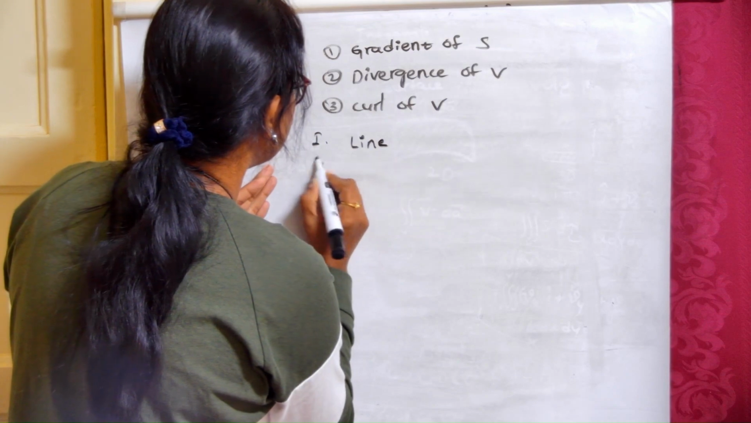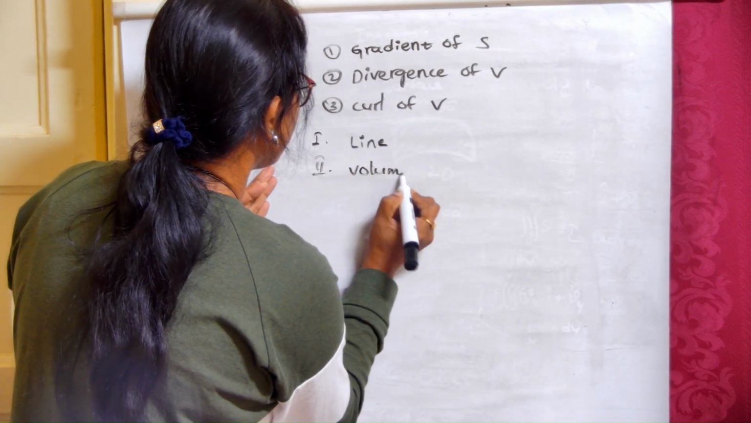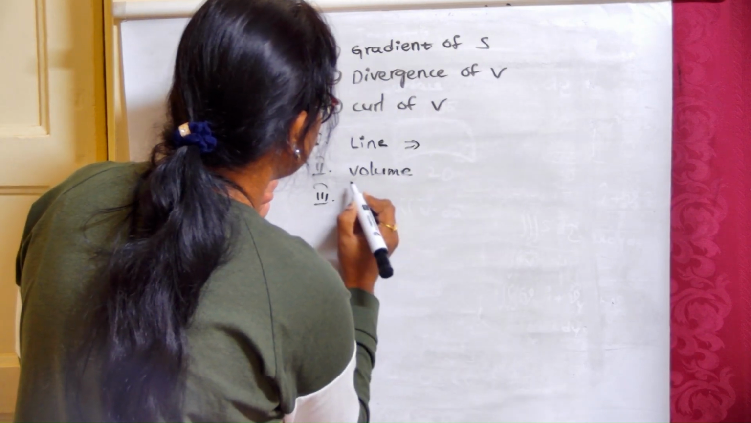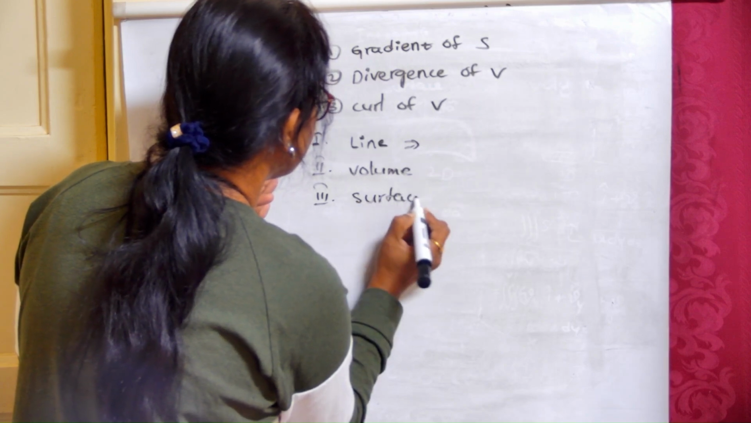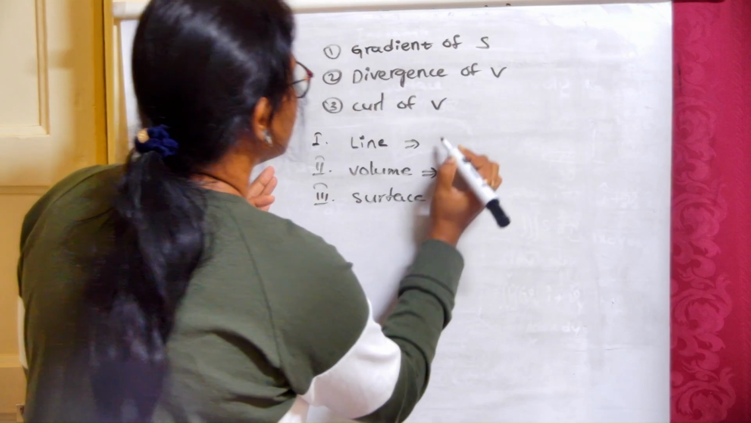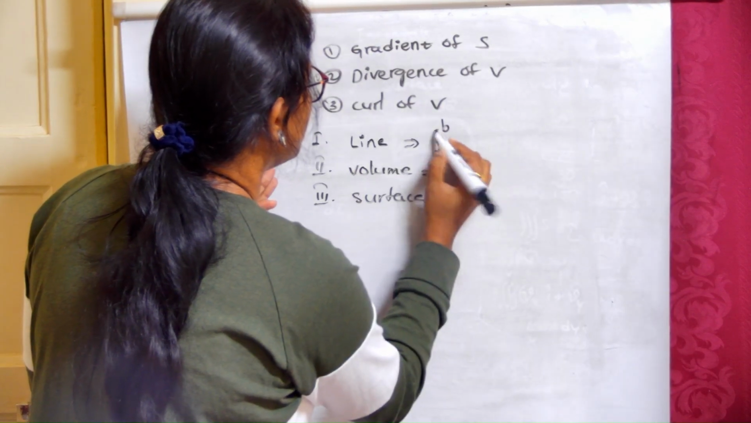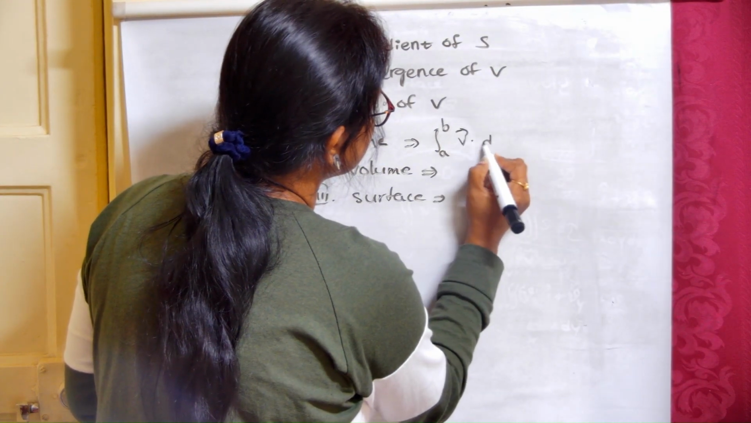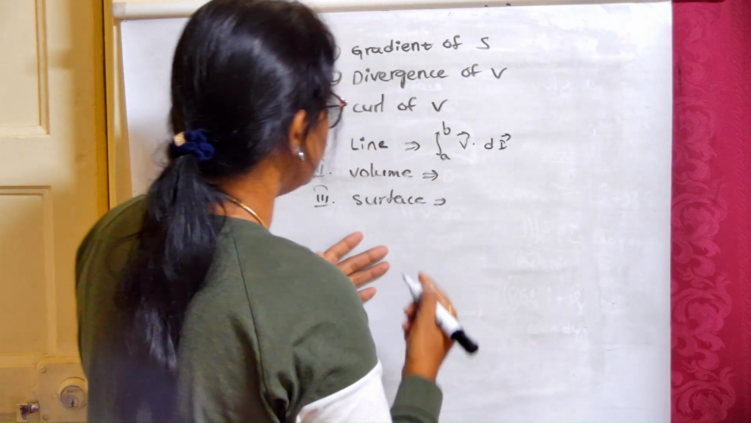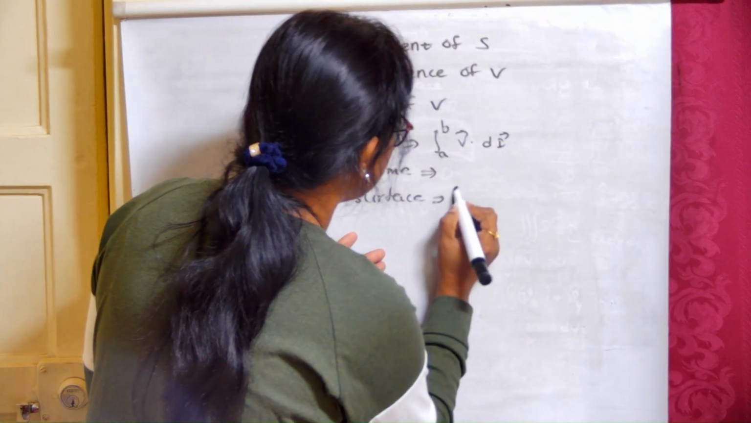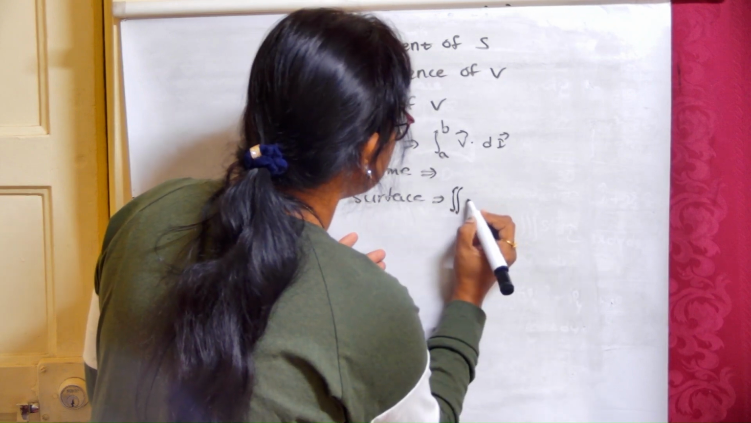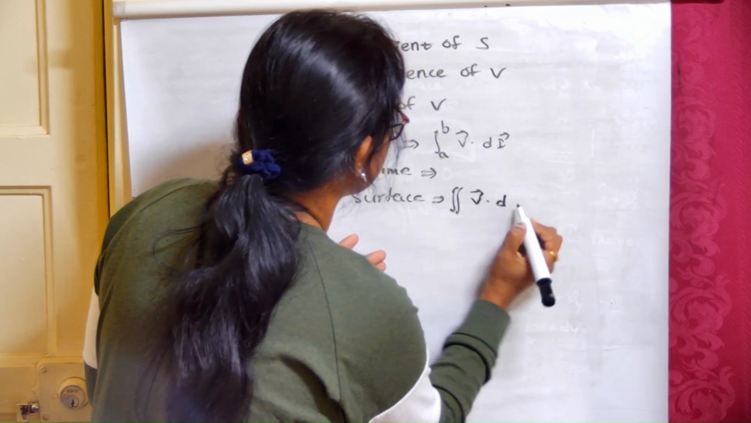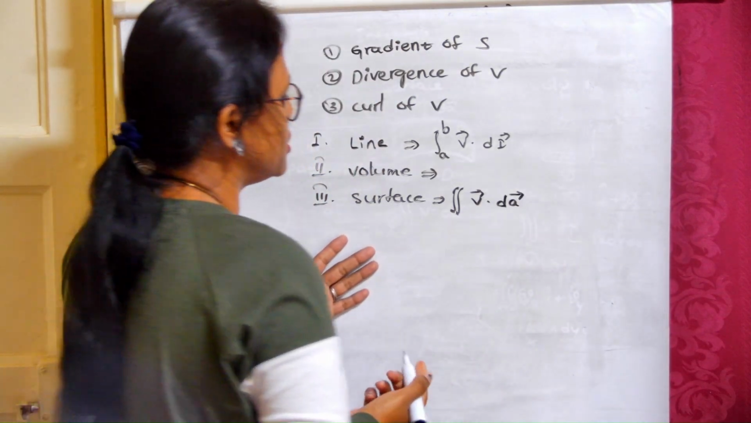Line integral, volume integral and surface integral. Line integral is something from point A to point B through an infinitesimal displacement. Surface integral is across a surface with respect to the surface element, the surface area.